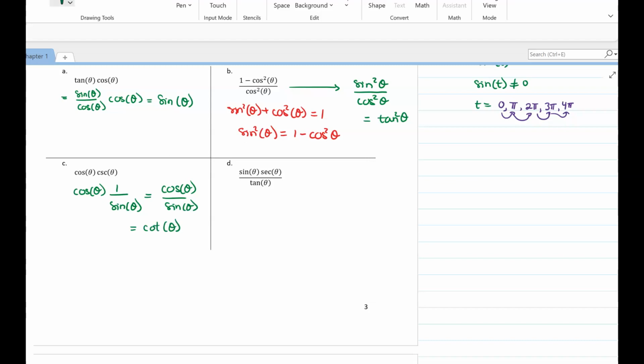Next one. I don't know what to do with this right now. There's not really an identity that jumps out. So let's go ahead and rewrite everything in terms of sine and cosine. So sine of theta times 1 over cosine of theta, divided by sine of theta divided by cosine of theta. Well, the numerator becomes sine of theta divided by cosine of theta. The denominator is sine of theta divided by cosine of theta. So this is 1.